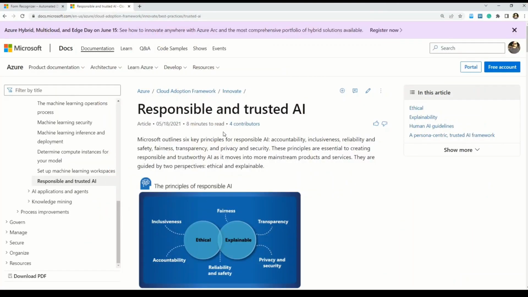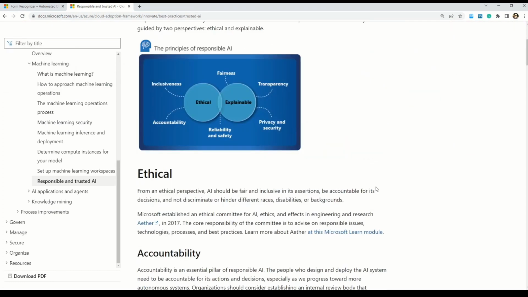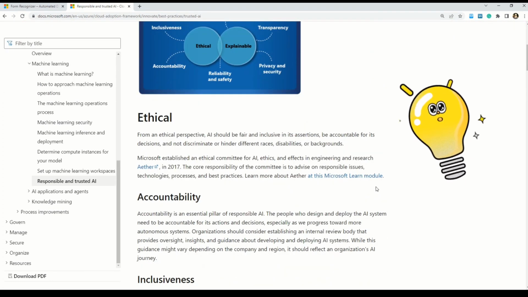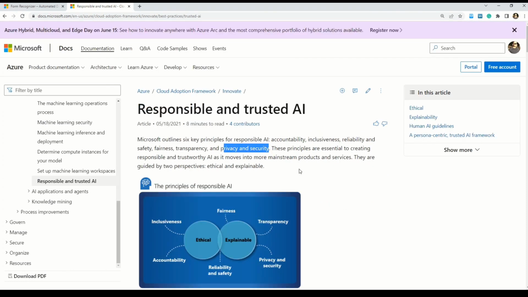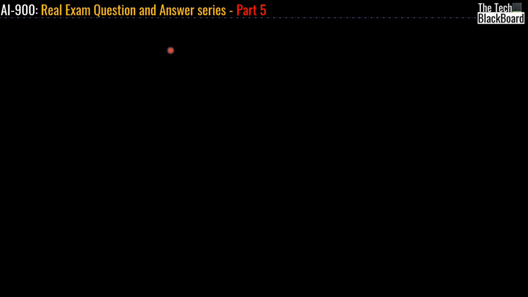In case you want to read more on the other principles of responsible AI, then this is the Microsoft documentation. Here on this page, you can read all the 6 principles for responsible AI, which are accountability, inclusiveness, reliability and safety. Then we have fairness, transparency, and last but not the least, privacy and security. It's a well elaborated page. You will understand a lot, and in one sense this is a very important page as well, because a lot of questions in AI-900 are coming around these 6 key principles for responsible AI. The link for this page and all the other documents that I'm using in this video are available in the description box.